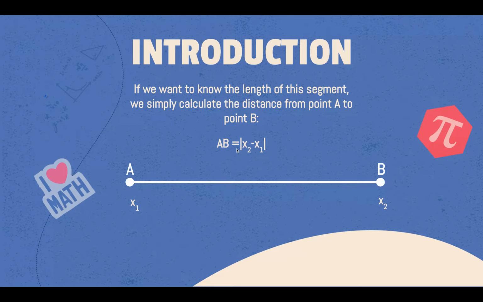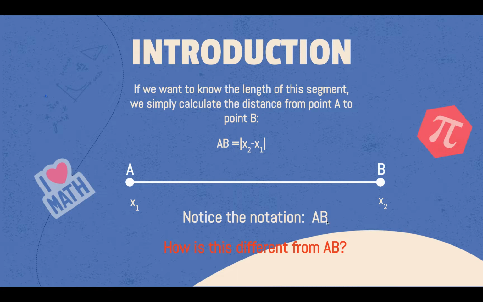Okay, and this AB, notice that there's no line above it. Okay, so that's a distinction you have to notice. So the notation AB is talking about the length of the segment AB. Okay, so this is not called segment AB. This is called the length of AB. Okay, or you can say the distance from point A to point B.